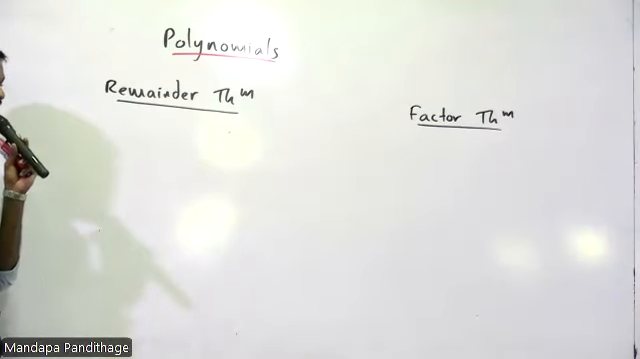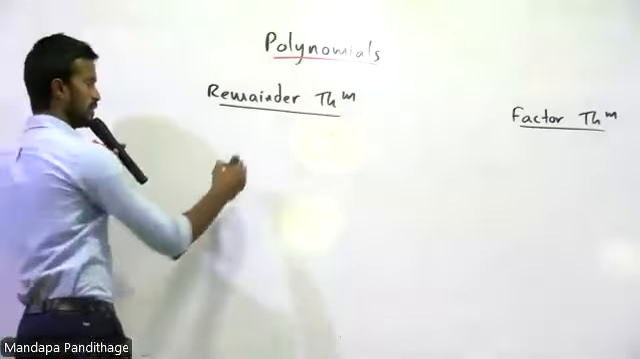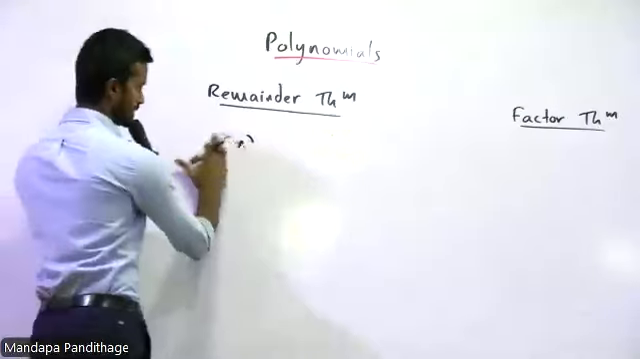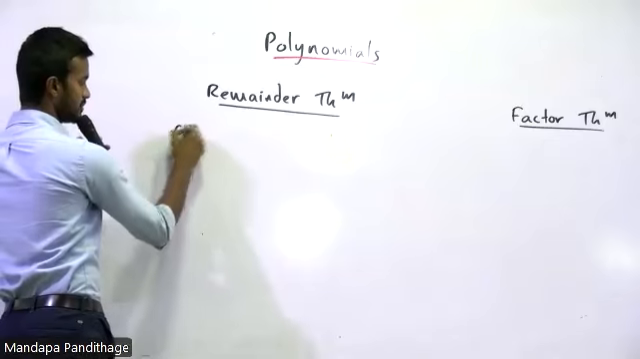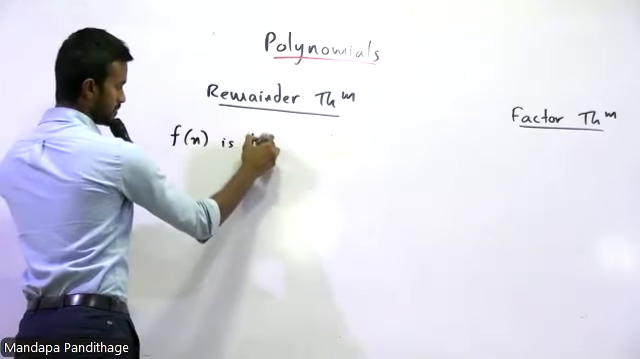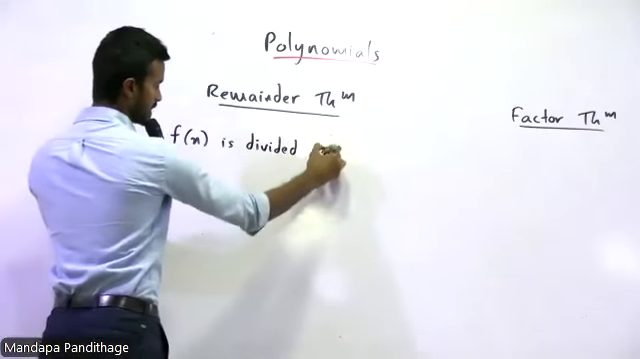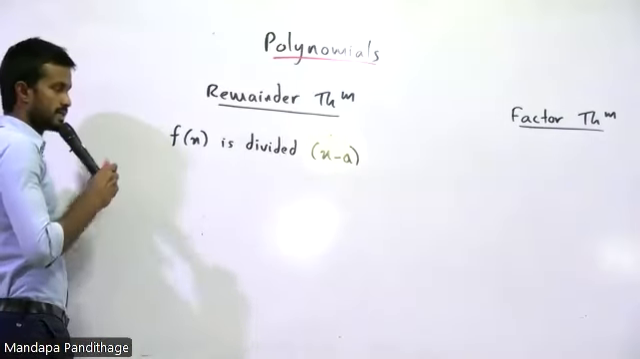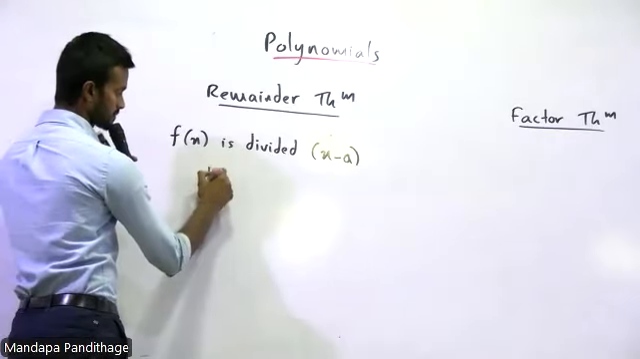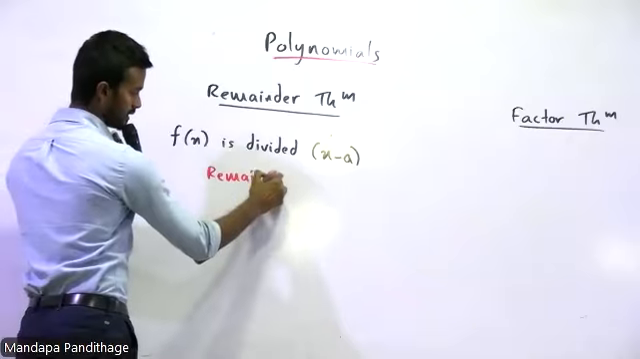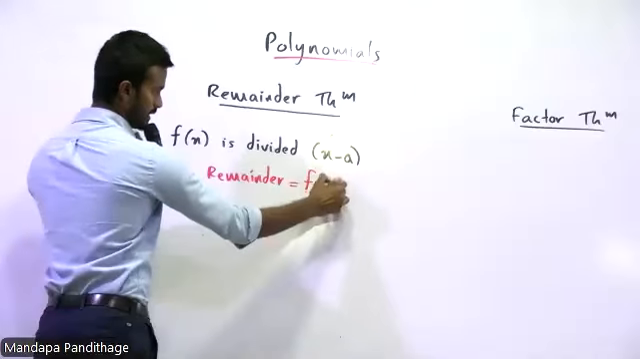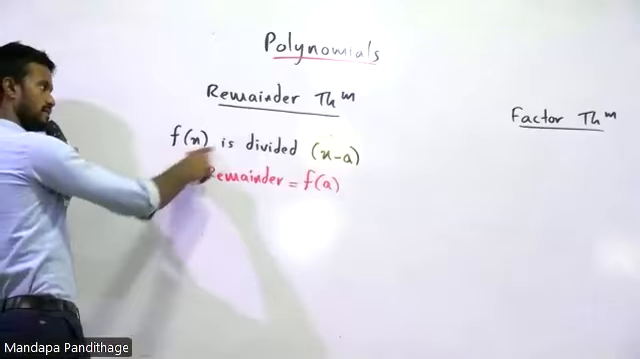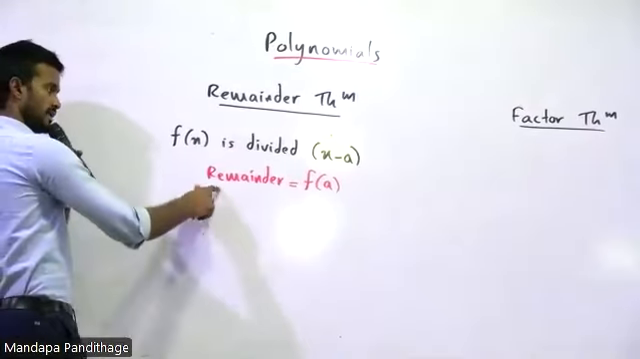So what does the remainder theorem state? The remainder theorem states that when you divide a polynomial f(x) by x minus a, the remainder is equal to f(a). So this is basically what we got from the remainder theorem. When f(x) is divided by x minus a, the remainder is f(a).